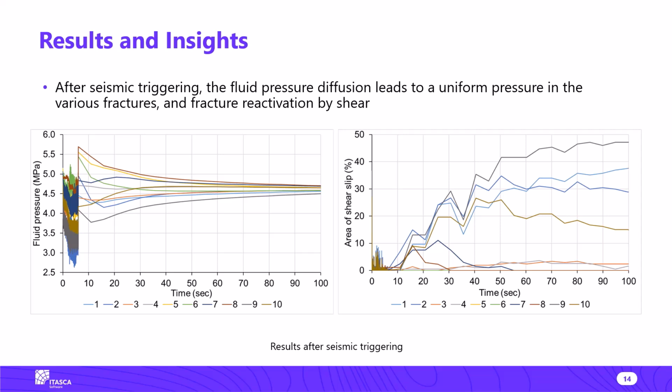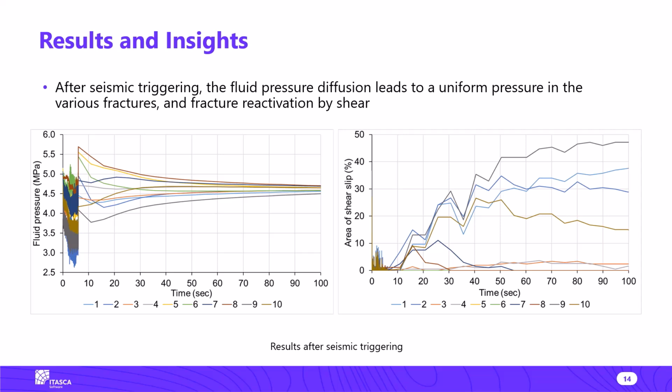Now I'm going to talk about the results obtained after the seismic event. So at 6 seconds, the seismic event was stopped and the model was run under drained conditions. So the fluid flow process was assumed to be the master, while the mechanical process was assumed to be the slave. So the total time was assumed to be controlled by the fluid process. The fluid pressure variation with time is shown on the left figure, while the percentage of area of each fracture with new shear slip is shown on the right figure.